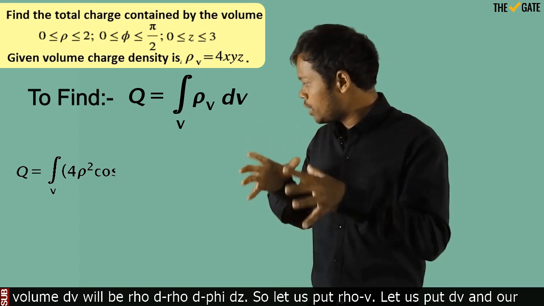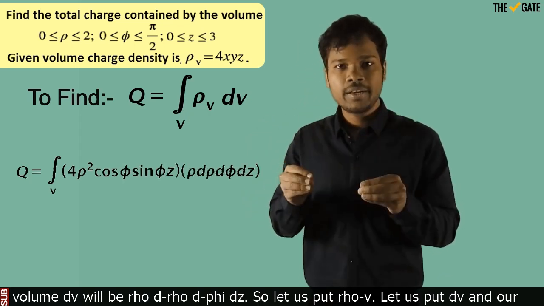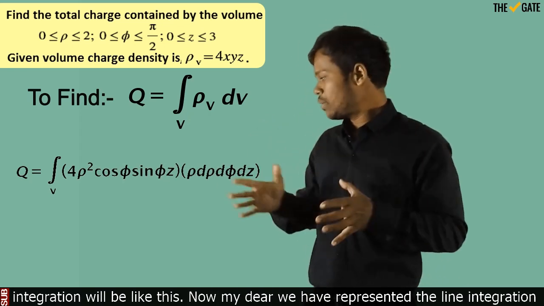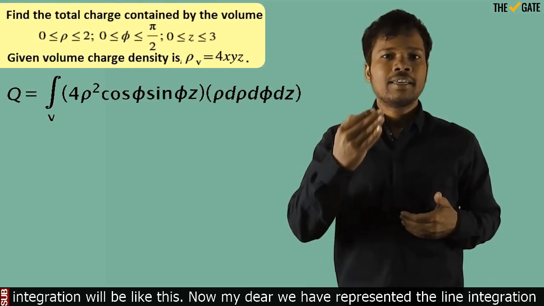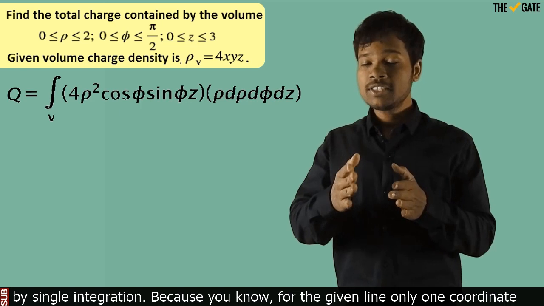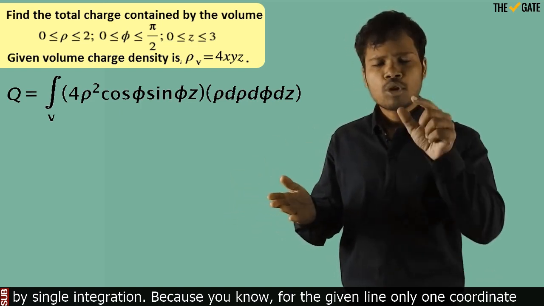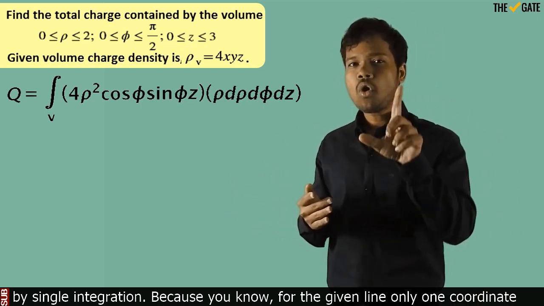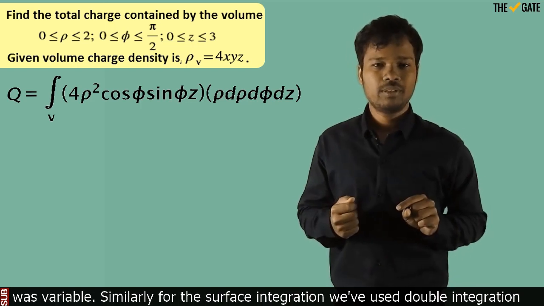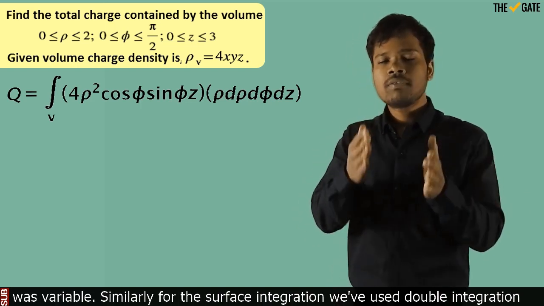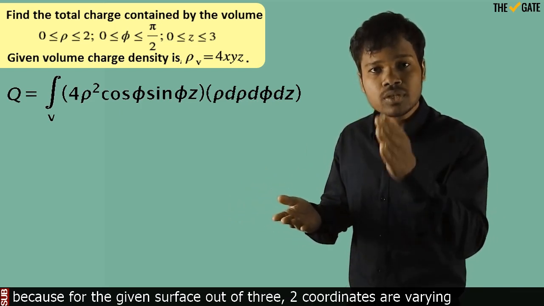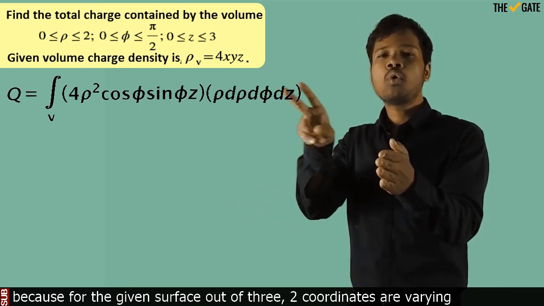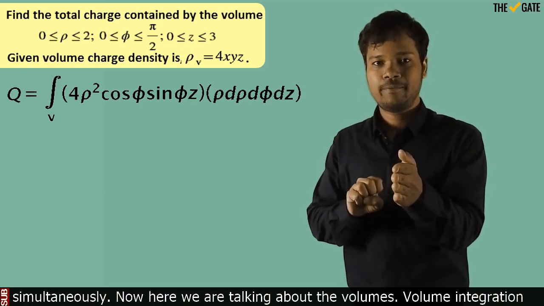So let us put rho v, let us put dV, and our integration will look like this. Now, my dear, we have represented the line integration by a single integration, because for the given line only one coordinate was variable. Similarly, for the surface integration we have used double integration, because for the given surface, out of three, two coordinates are varying simultaneously.